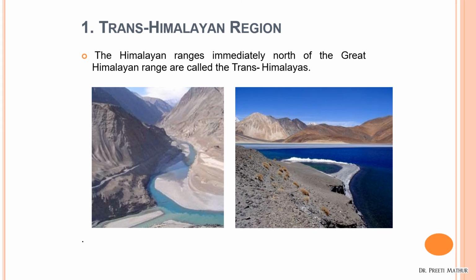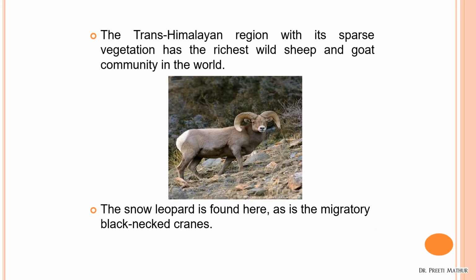Trans-Himalayan regions are shown. You can see the pictures also, and the Himalayan ranges immediately north of the Great Himalayan Range are called the Trans-Himalayas or Trans-Himalayan ranges. You can see the Trans-Himalayan region with its sparse vegetation has the richest wild sheep and goat community in the world.